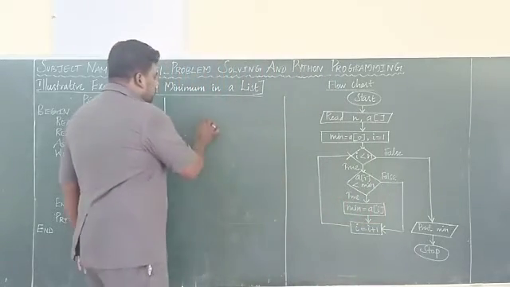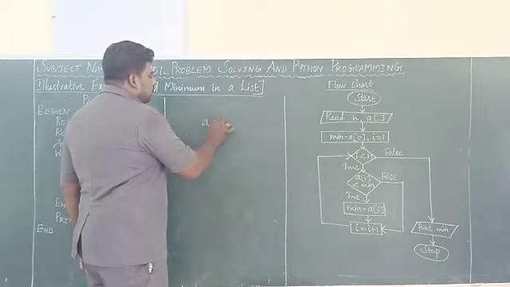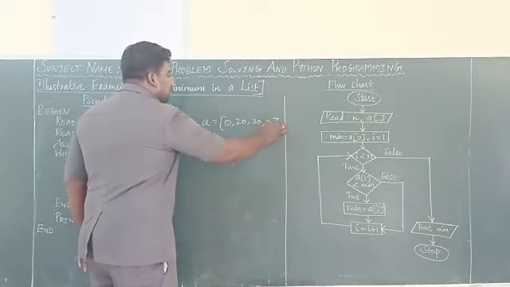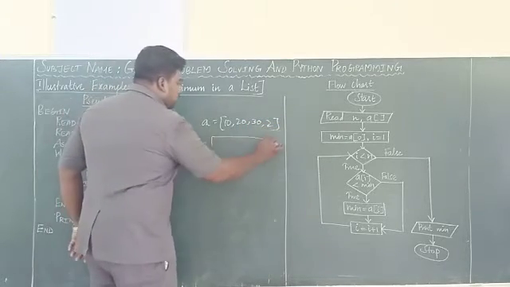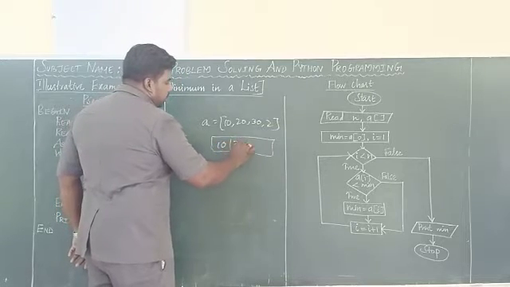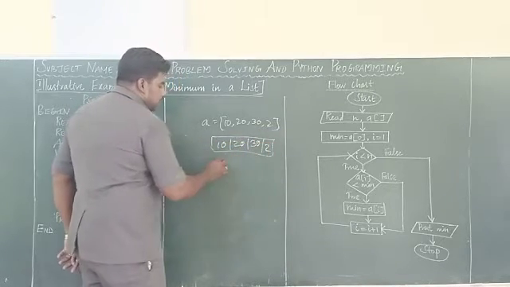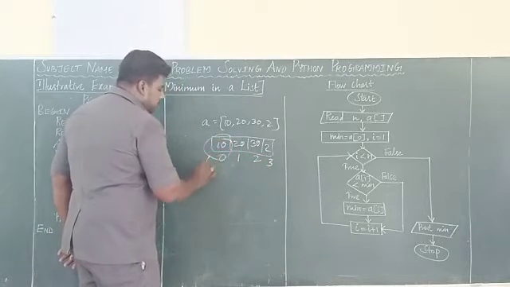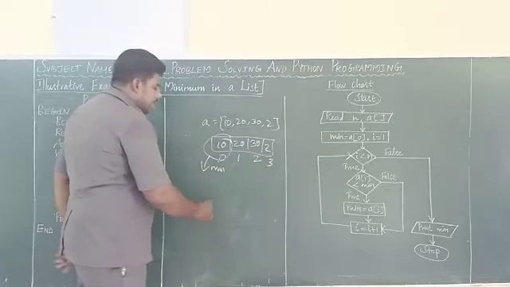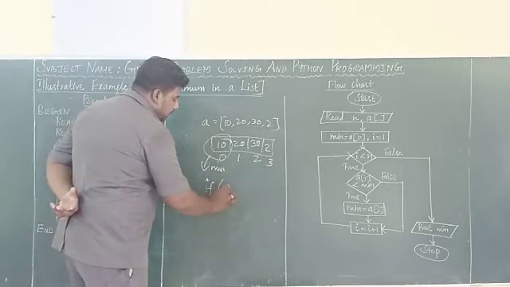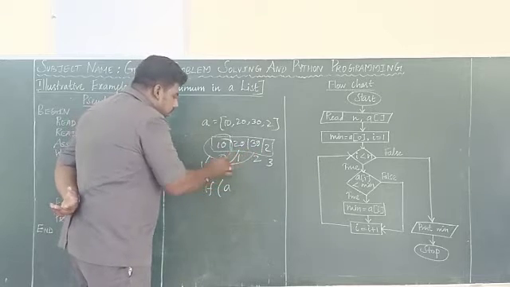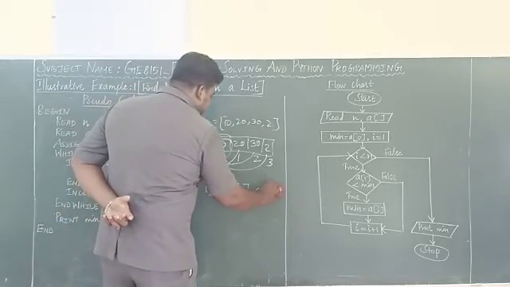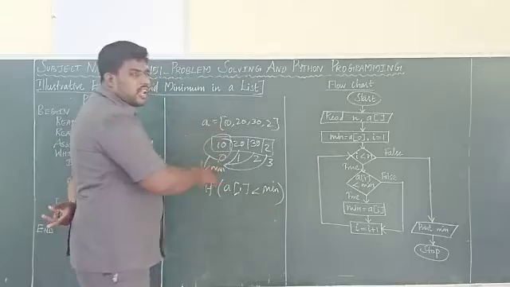First, you have to create the list: 10, 20, 30, 2. Create the list, then it will be stored like this. Then this is the starting position, 0 position, first position, second, third. Assume this as min. Then compare this minimum with this and this, right? So compare a of 1 less than min. This is the logic, right?